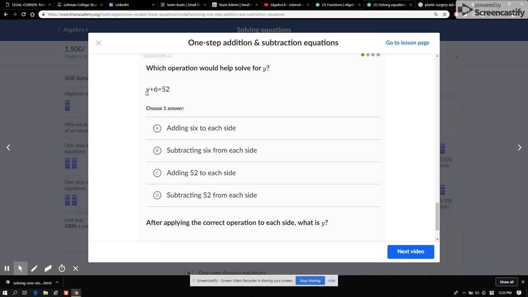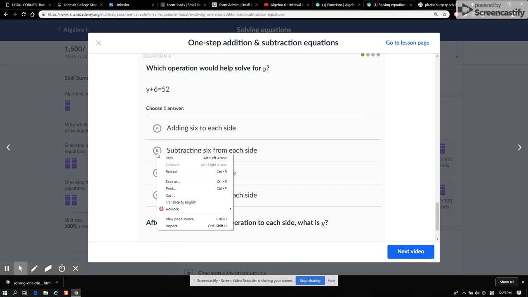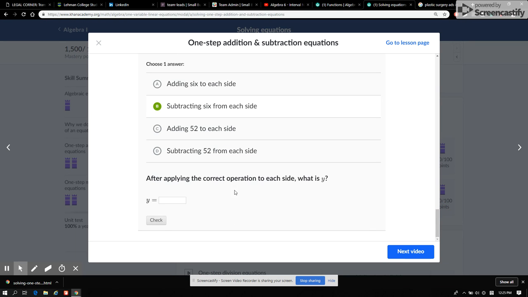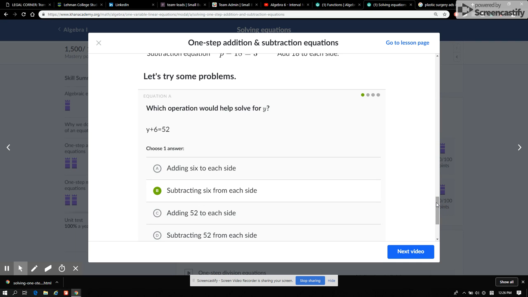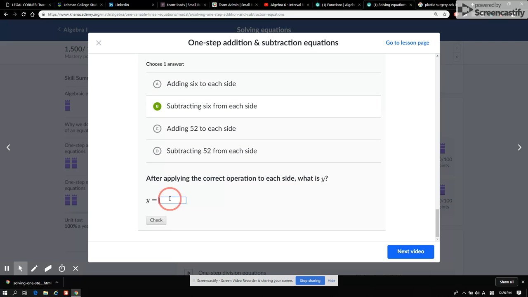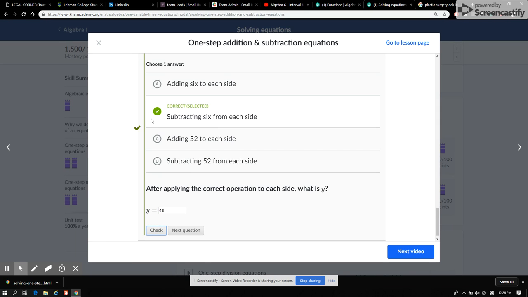So now we have to solve for y. We have to isolate y. And how do we do that? Well, do we do it by adding 6 to each side? No. Do we do it by subtracting 6 from each side? Yes. So then we click on that. You see that it highlights. And then after applying the correct operation to each side, what is y? So then you would do the math in this situation. And it would be 52 minus 6, which is 46. So we check the answer. Oh, both of them are correct.